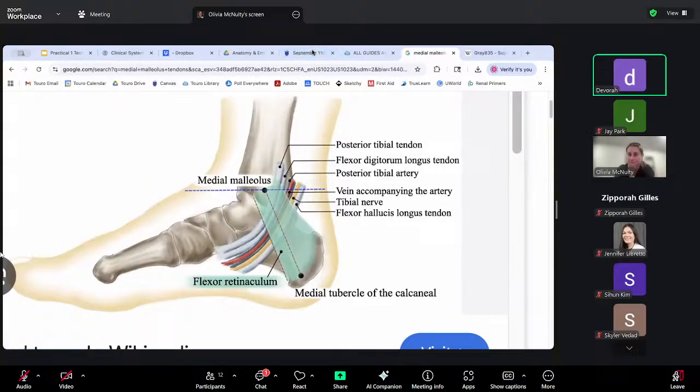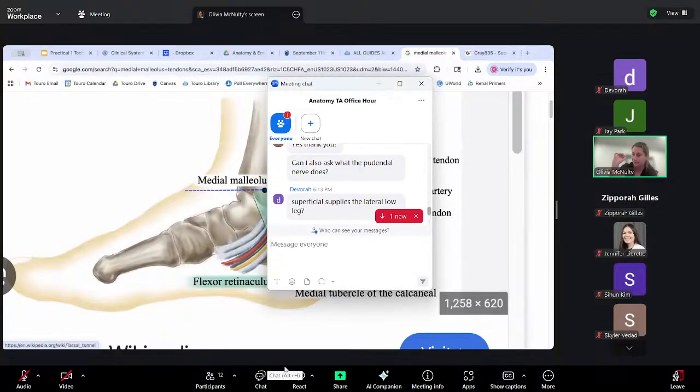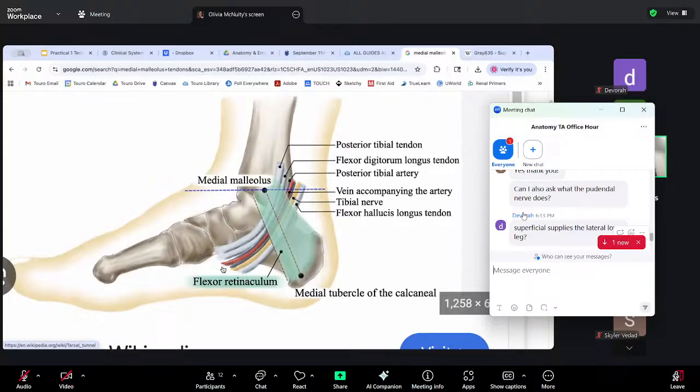Thank you so much. Is this the tarsal tunnel as well? Yes. You can also think of it this way: what's covering all of this is the flexor retinaculum. In lab, when you dissect this out, it's super thick, just like the flexor retinaculum in the hand where the median nerve comes through. It's the same idea, where the tibial nerve goes underneath the flexor retinaculum here.